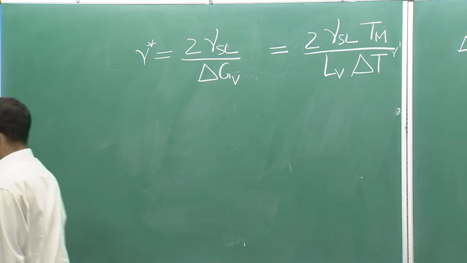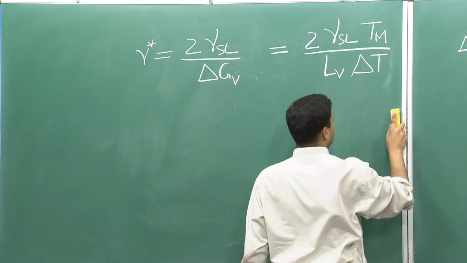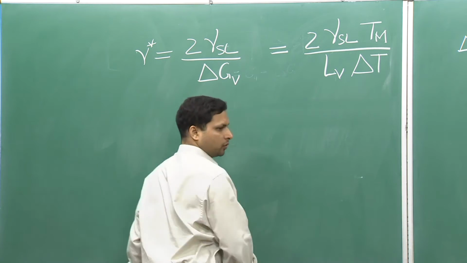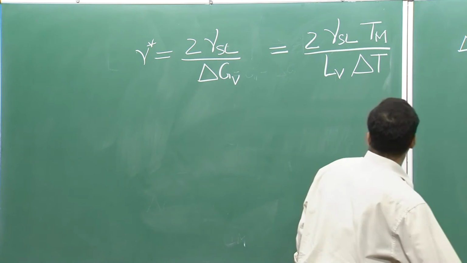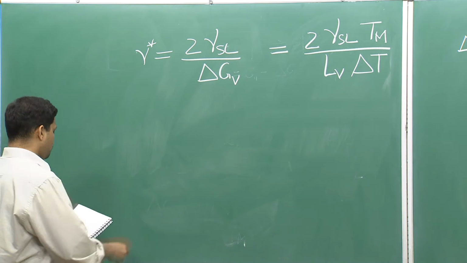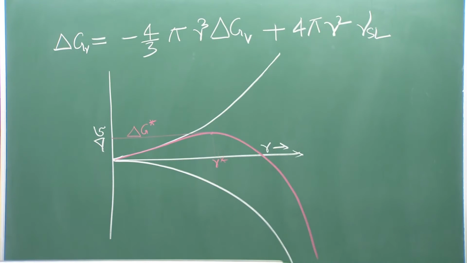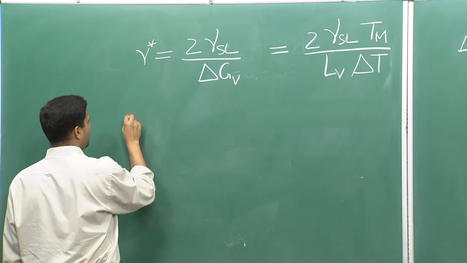Let me erase that part properly. There is no gamma over here which we were seeing. So, this is the r star value. Now, similarly, if you put this r star value in over here, you will get delta G r for this particular r star, and that will be called delta G star.